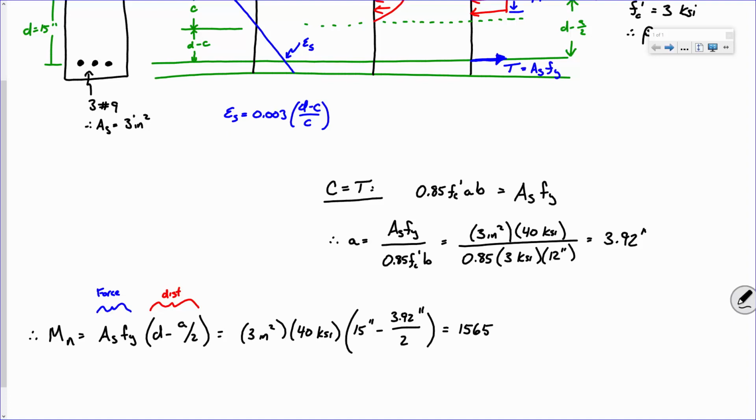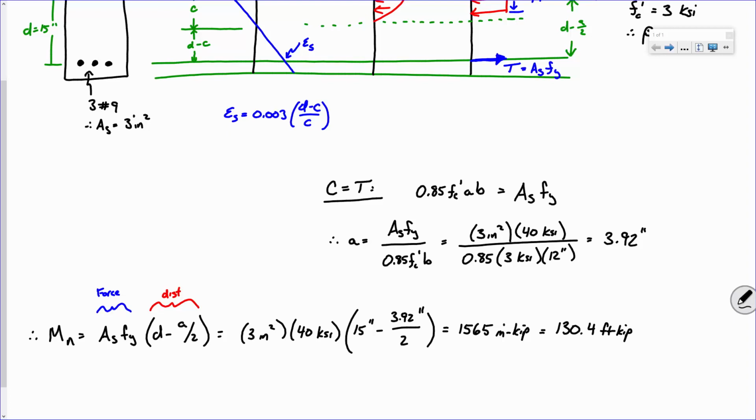There we go, inch kips. Because of our units, we're inputting KSI and then inches. Now, if I say, okay, I don't like inch kips, I want to convert that into foot kips, what do I do? Divide by 12. So divide that by 12, what do you get? 130.4 foot kips. So far, so good? Now, that is a nominal moment capacity.